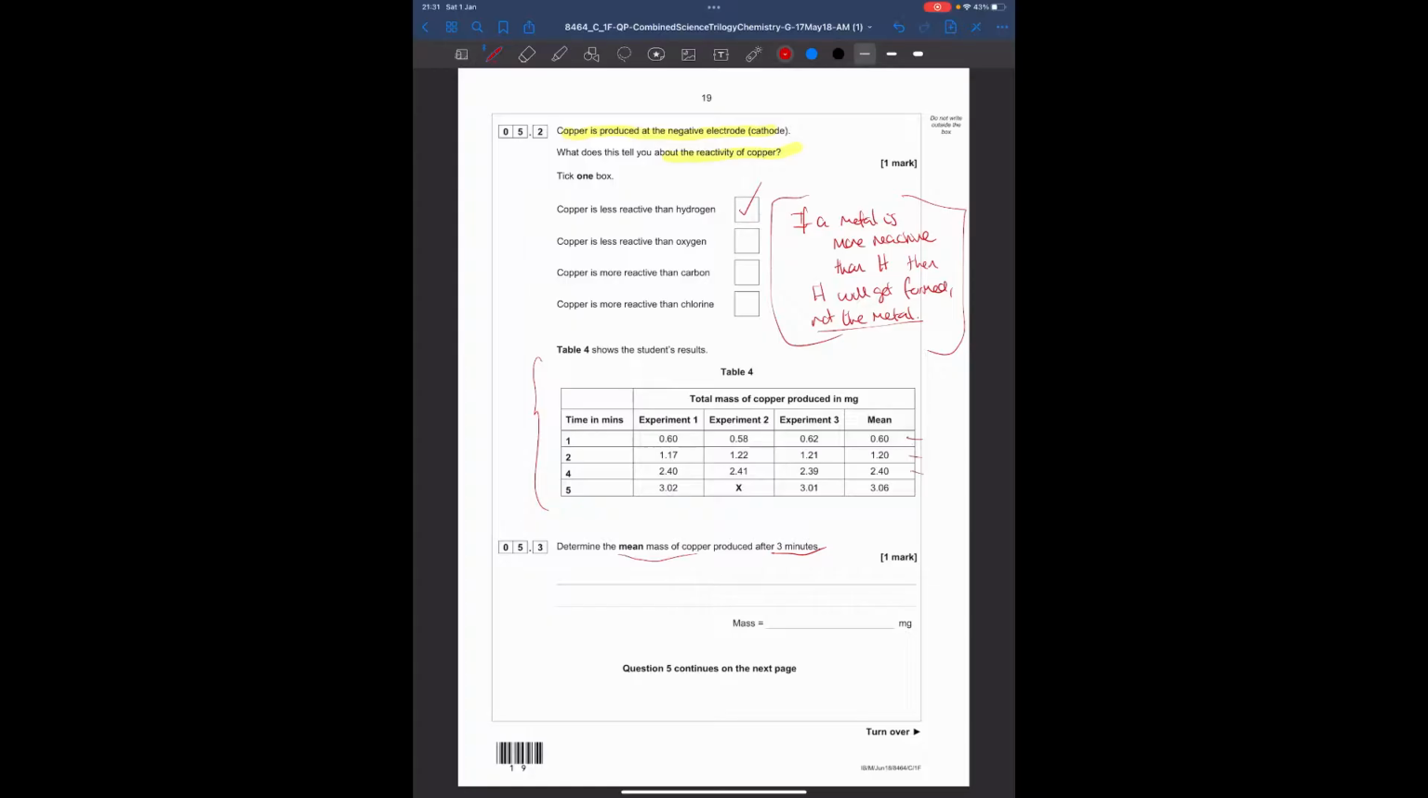So we can have a look at what the pattern is that is happening. Now, it's only a 1 mark question, so don't overcomplicate it, okay? What pattern is happening as it goes up? So effectively, it's going up by 0.6 each time. So 0.6 to 1.2, then you would add another 0.6 to give you 1.8. So your answer after 3 minutes would be 1.8 because it's going up 0.6 each time.